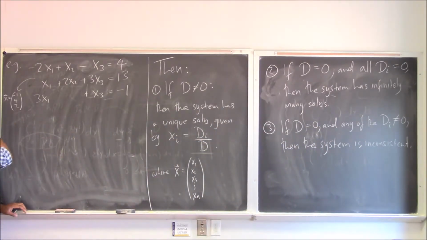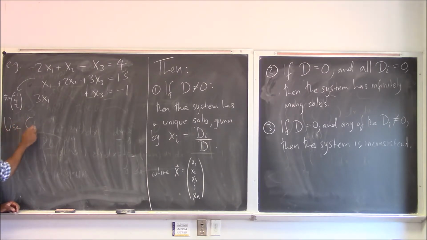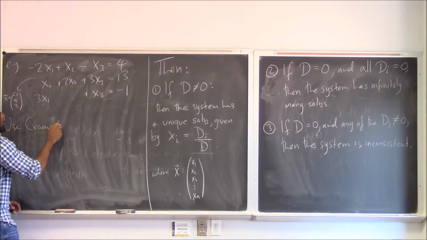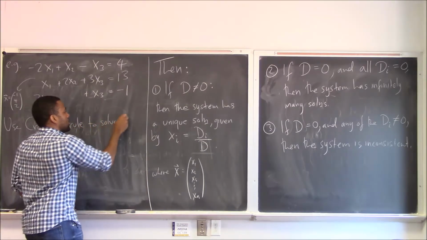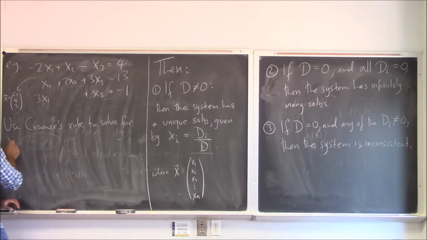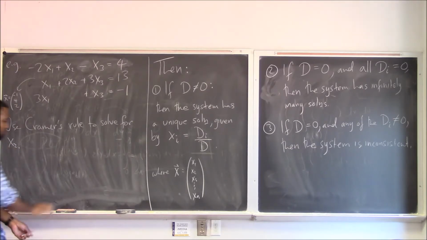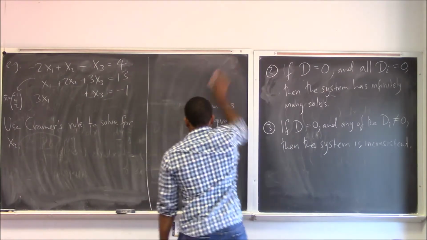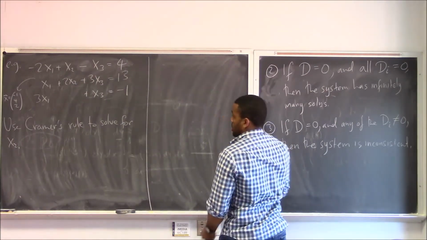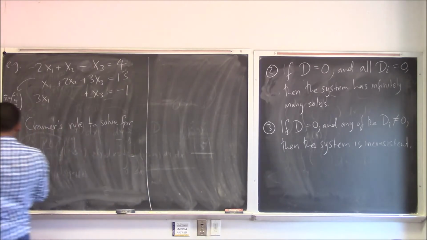So let's say I don't want to find everyone at the same time, but I want to find one particular guy. So I can say something like, use Cramer's rule to solve for x2. So here's how it's going to look.